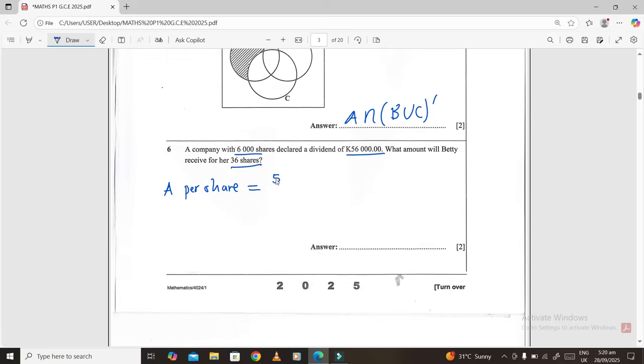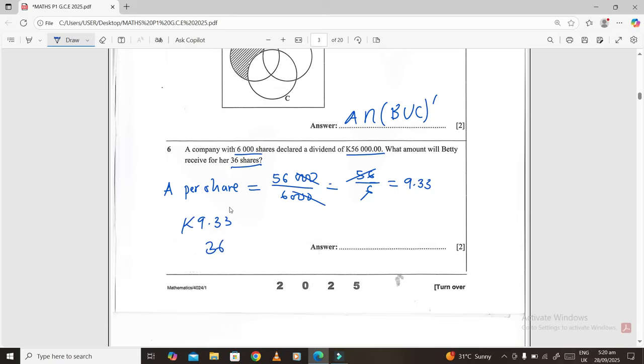And this can only be found by getting the total dividend over total number of shares, which is 6,000. So the zeros will go, we shall remain with 56 over 6. And when we divide this into this, it's giving us 9.33. So this is how much each share is costing. It's costing what? 9.33 kwacha.